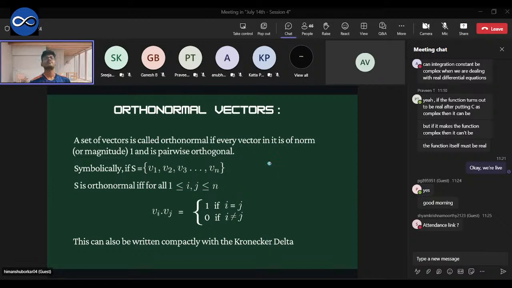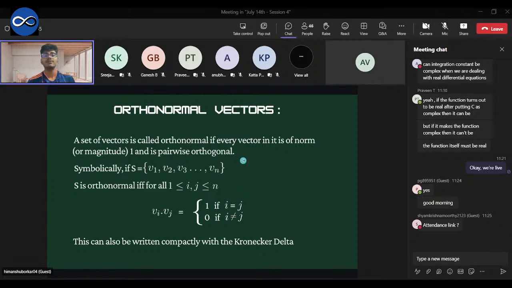Orthonormal vectors. Okay, so we have heard of orthogonal vectors. We know what orthogonality means. It means when two things are perpendicular. So orthogonal vectors are the vectors which are perpendicular to each other. So what is orthonormal, or what is orthonormality? In simple words, orthonormality means two things are perpendicular and their magnitudes are one, right?